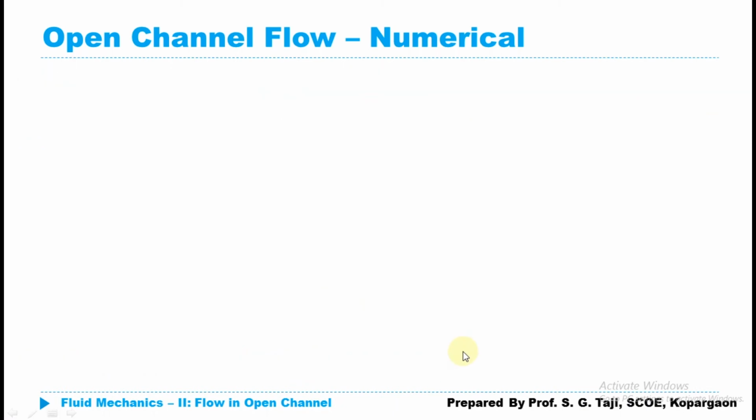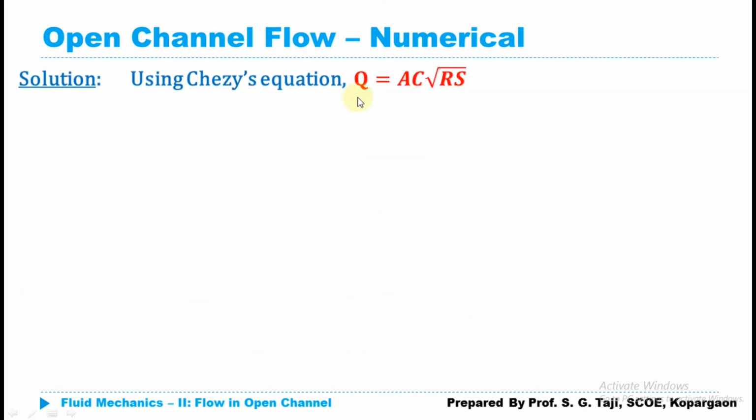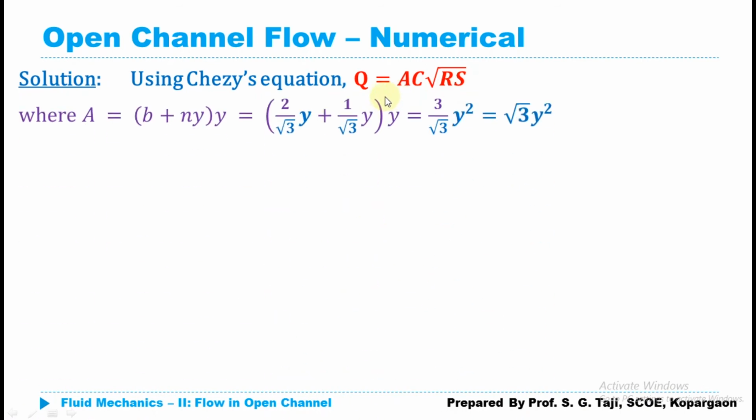Now we are going to make use of Chezy's equation, which is given by Q is equal to AC under root of RS, where C is the Chezy's constant, R is the hydraulic radius, which can be calculated as Y by 2 for the most economical channel section, and S is the slope, which is already given. First, the area is B plus NY multiplied by Y, putting the value of B as 2 upon under root of 3 times Y, so I will get the area in terms of Y.